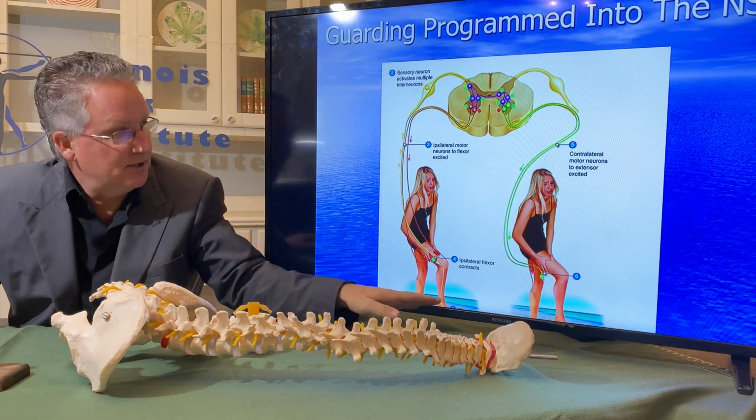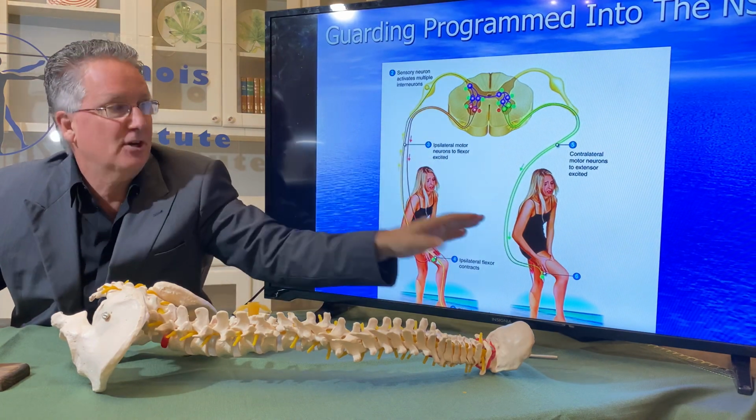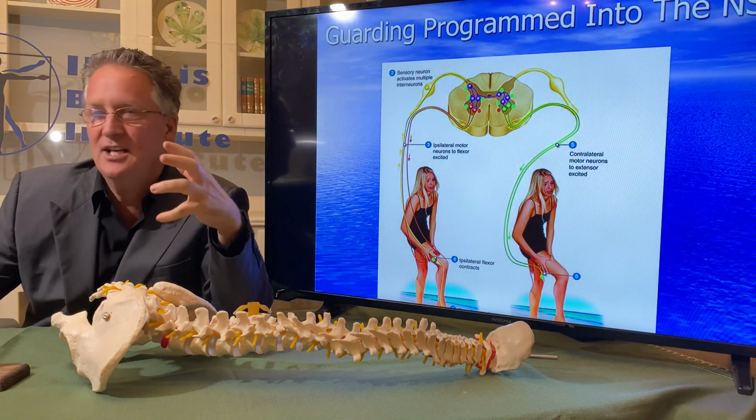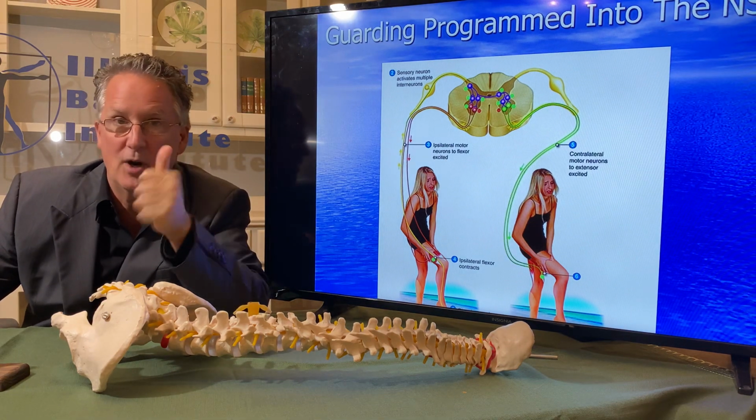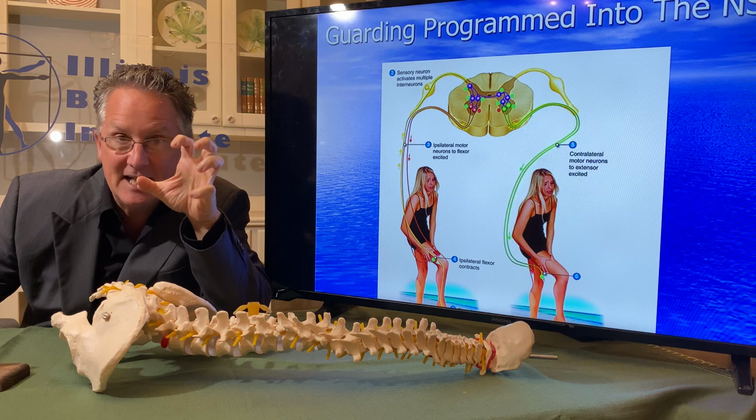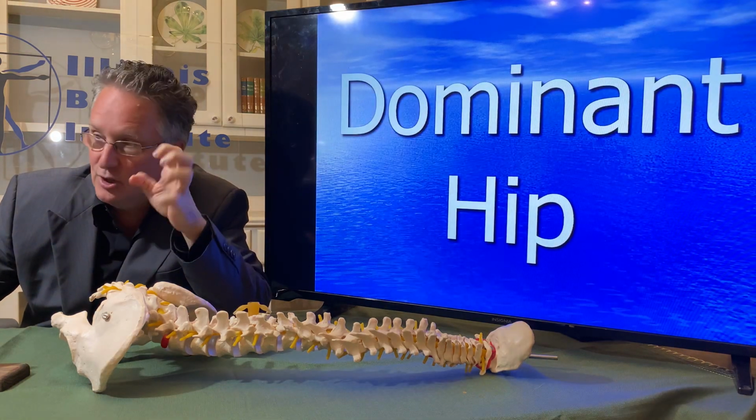So you get the ankle injury and the nervous system starts to change. And the change in the nervous system starts to cause one hip to get amnesia. So it's the glute amnesia.